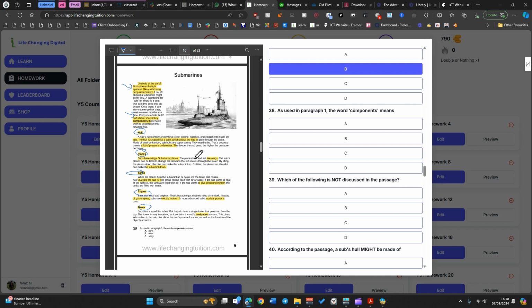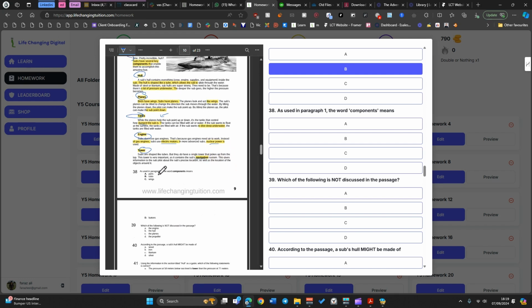We've got planes, which are basically like the wings of the submarine. The tanks, which make the submarine float or keep it buoyant, and the engine, which is an electric motor using nuclear power. The tower is where the navigation system is.